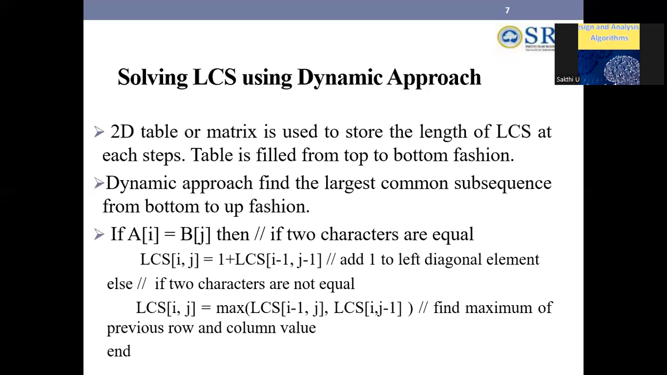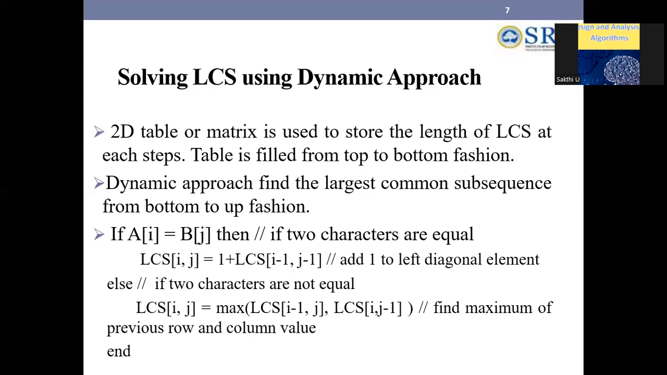This table is filled from top to bottom fashion, but the results are derived using the dynamic approach from bottom to top fashion. Here there are two constraints to find the LCS of two strings using the dynamic approach. First, we have two strings, for example A and B. I and J are the indices used to take characters from strings A and B. I is the index for string A, J is the index for string B.